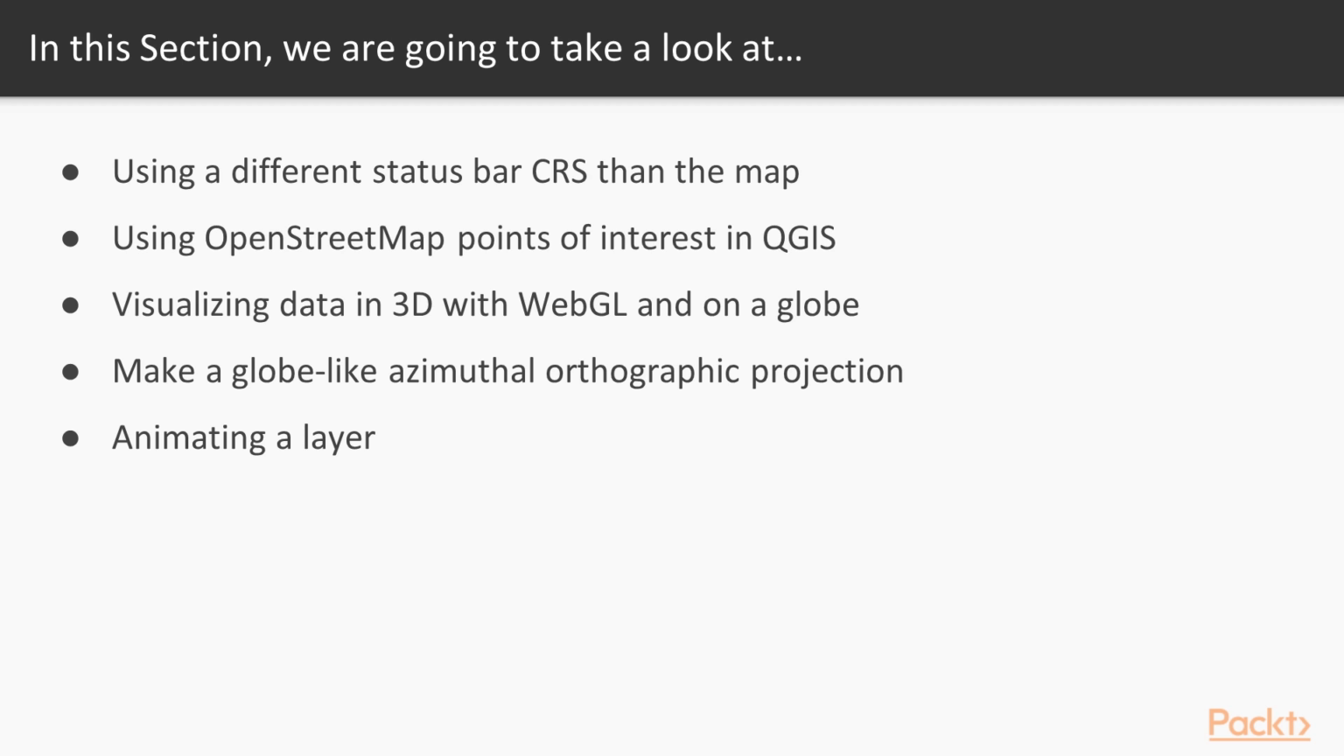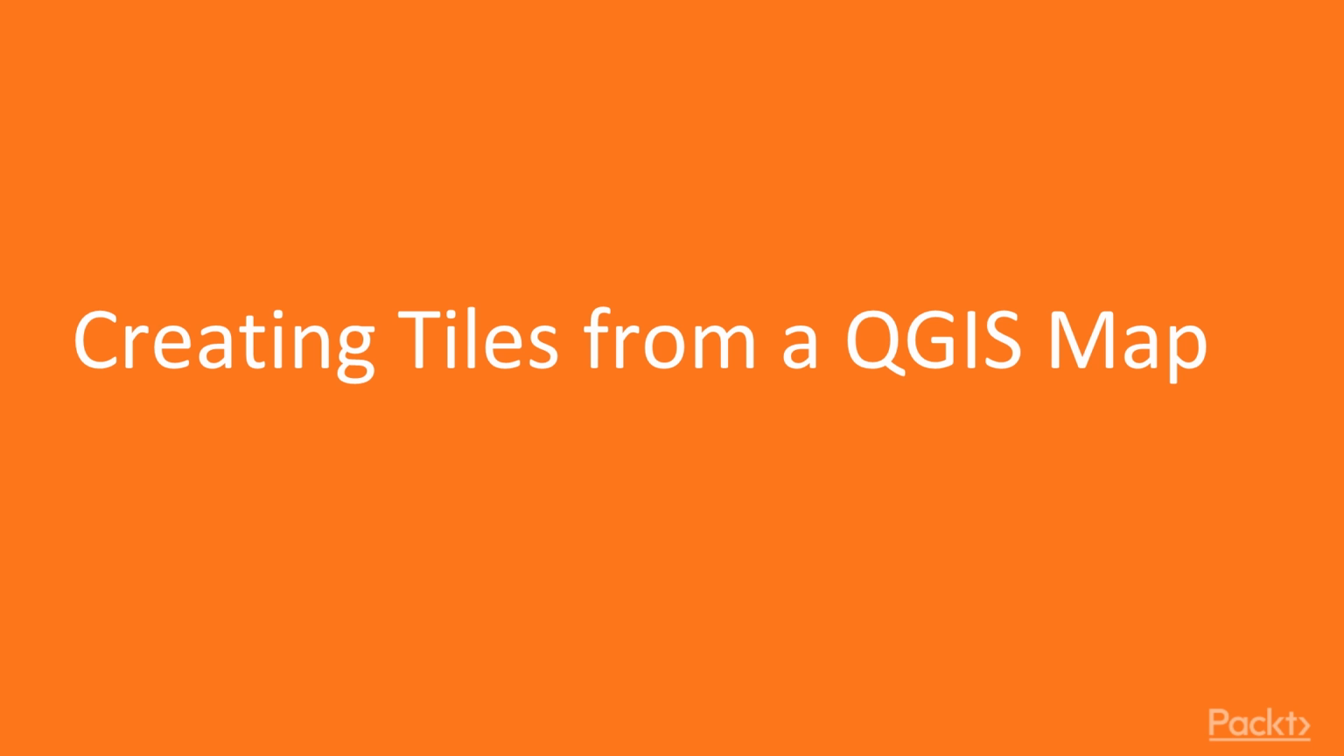We cover how to run QGIS scripts as scheduled tasks for truly automated processes that start themselves at set intervals. We create a 2D globe using an azimuthal orthographic projection. And finally, we've added a video which shows you how to create an animated movie from a layer. Now we move on to the first video of this section that deals with creating tiles from a QGIS map.